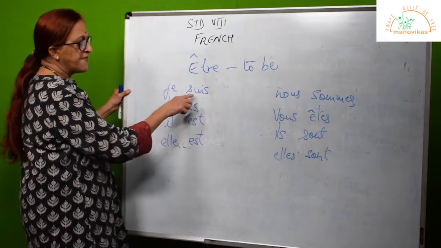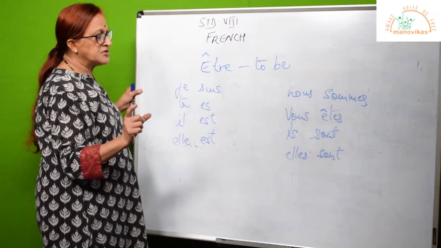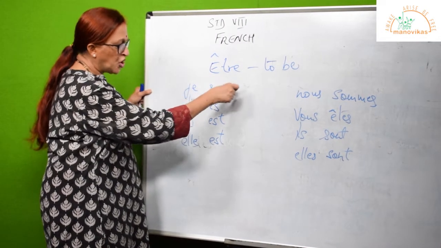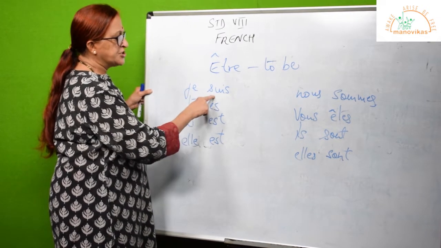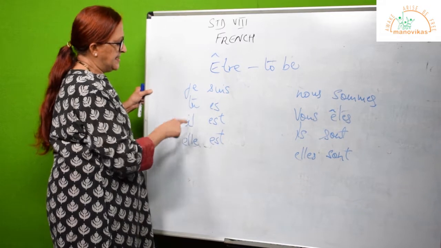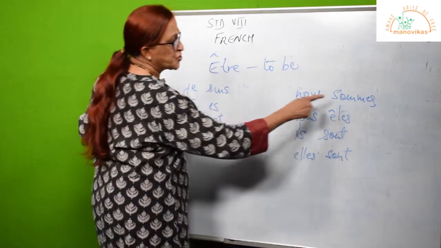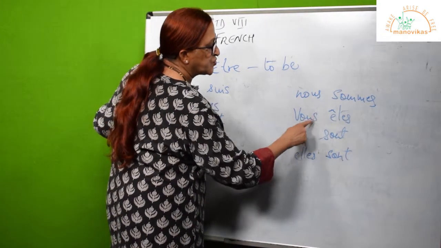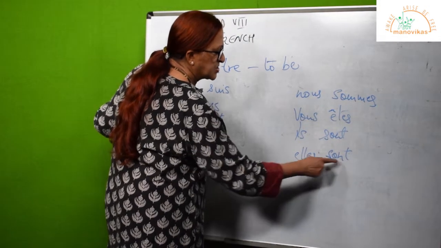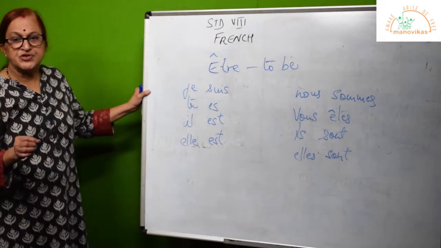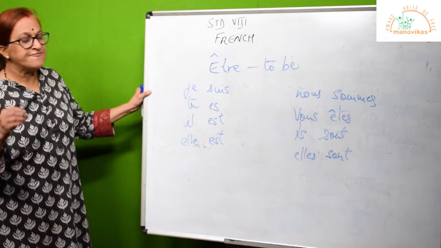So, you have to learn this. These are very, very important. It's called a conjugation. What do you mean by conjugation? This is a verb. It has to be conjugated. For example, être will be conjugated like this. Je suis, S-U-I-S. Tu es, E-S, il est, E-S-T, elle est, E-S-T, nous sommes, S-O-M-M-E-S, vous êtes, E with a circumflex, T-E-S, ils sont, elles sont. So, I will repeat for you, you have to repeat and then learn it by heart. There is no other way. You have to learn this by heart.